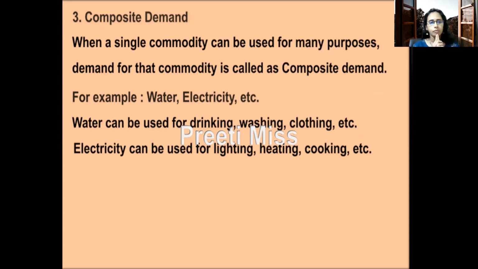Water can be used for drinking, washing, clothing. Electricity can be used for lighting, heating, cooking, etc. When a single commodity can be used for many purposes, demand for that commodity is called composite demand. So if you demand electricity, then that is composite demand. Why composite demand? Because we are utilizing that commodity for more than one use.